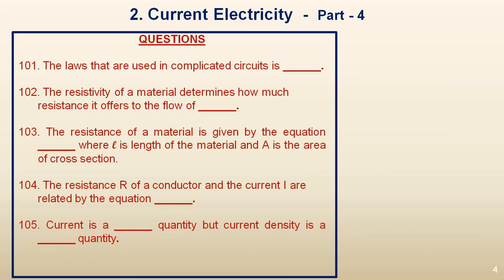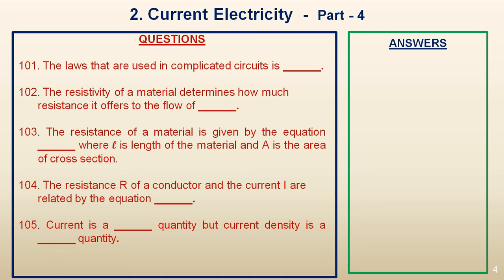Now let us see the answers one by one. Question number 101. The laws that are used in complicated circuits are Kirchhoff's laws. Question number 102. The resistivity of a material determines how much resistance it offers to the flow of a current. Question number 103. The resistance of a material is given by the equation dash, where L is the length of the material and A is the area of cross section of the conductor.